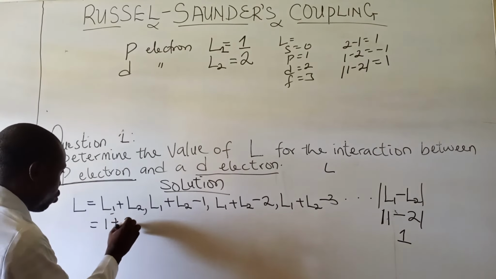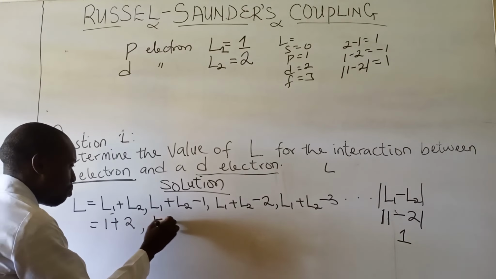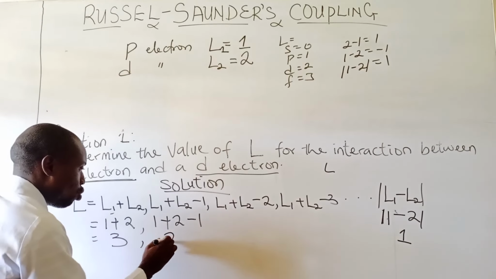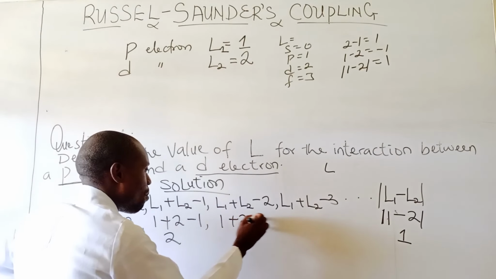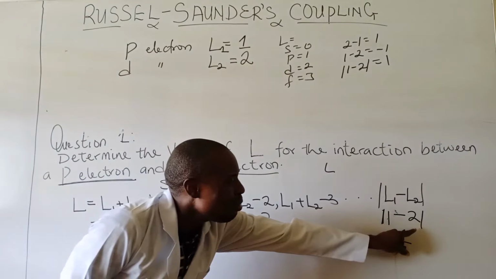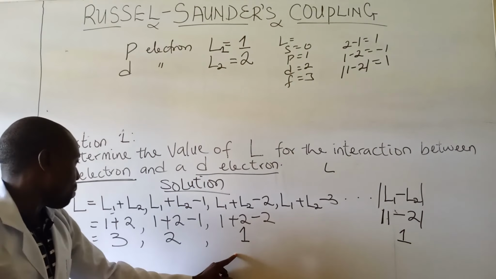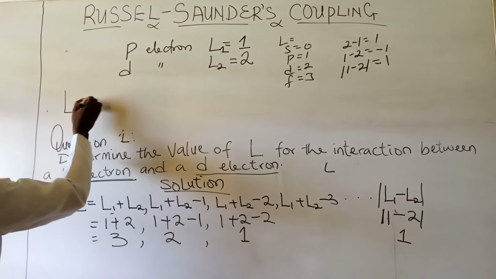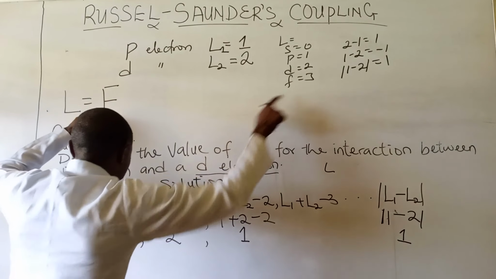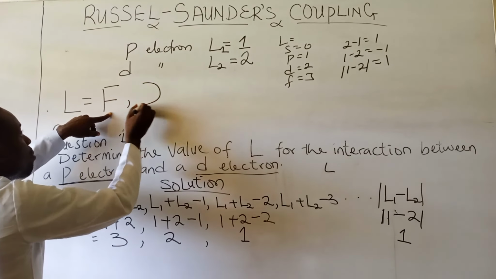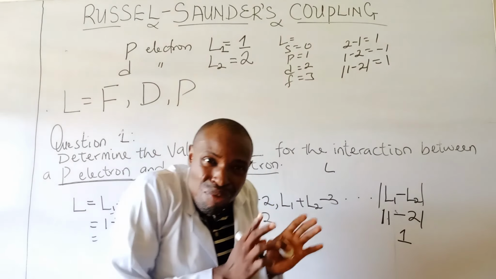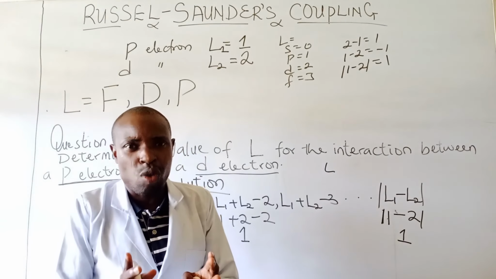So I come here: 1 plus 2, comma, 1 plus 2 minus 1. That will give me 3, and that will give me 2. Then 1 plus 2 minus 2 will finally give me 1. I would have continued, but because this last one has given me 1, which is my checkup, I have to stop here. It therefore means that when L was 3, it was for the F orbital; when it was 2, it was D; and when it was 1, it was P. That is my final answer for this first question. So we'll move straight away to the next question. Very simple.